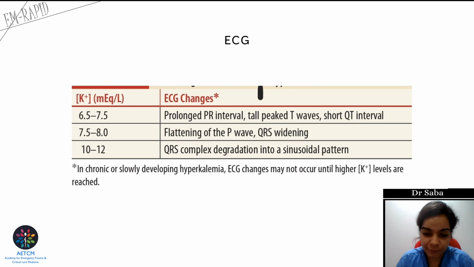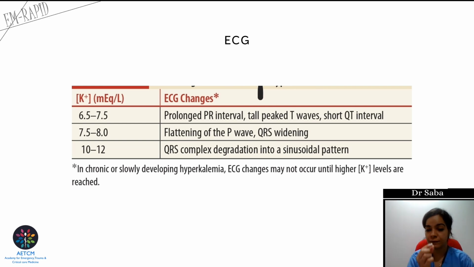Whenever hyperkalemia is suspected in patients, ECG becomes the primary investigation that needs to be done at the earliest in order to rule out cardiac dysrhythmias. We look for ECG changes which pretty much correspond to the potassium levels in the body. For example, if the potassium is ranging anywhere between 6.5 to 7.5 milliequivalents per liter, ECG shows prolonged PR, shortened QT, tall peaked T waves.